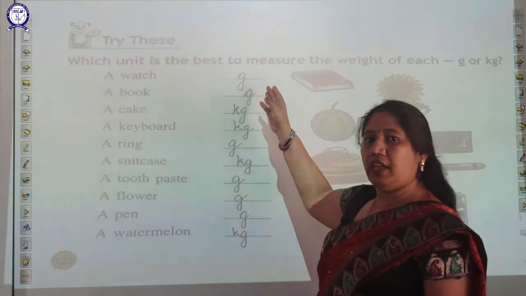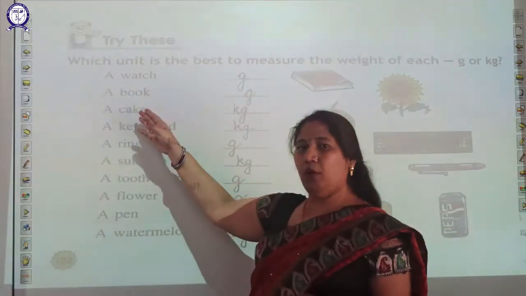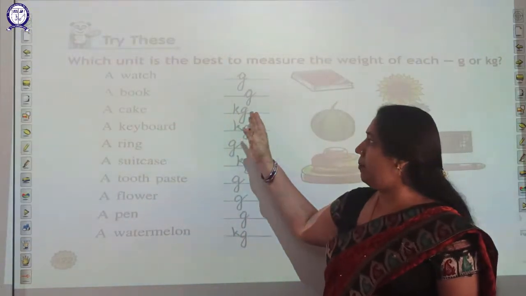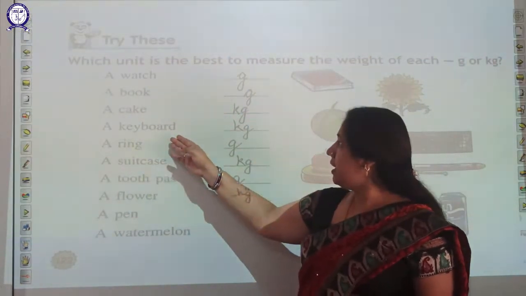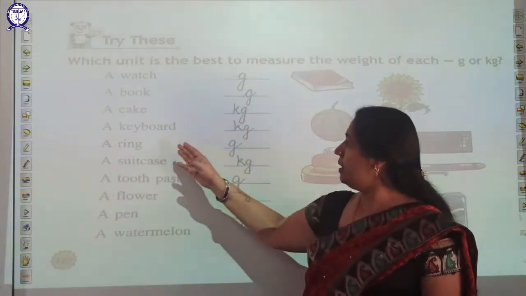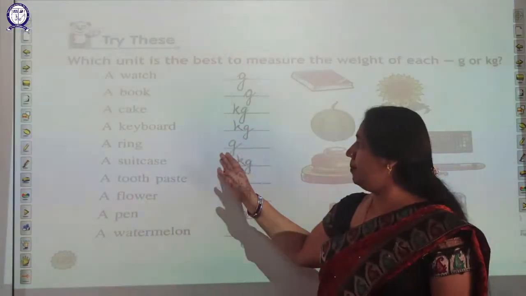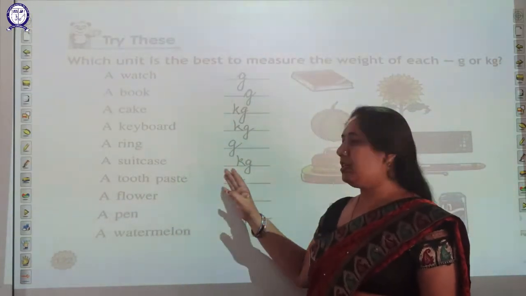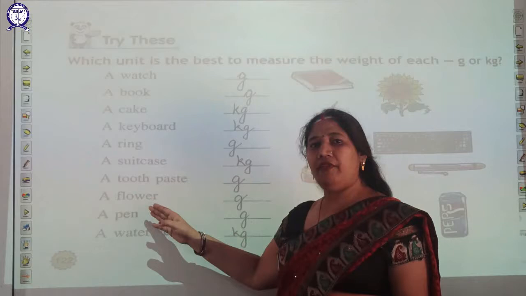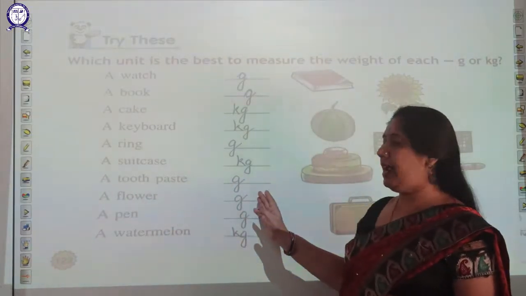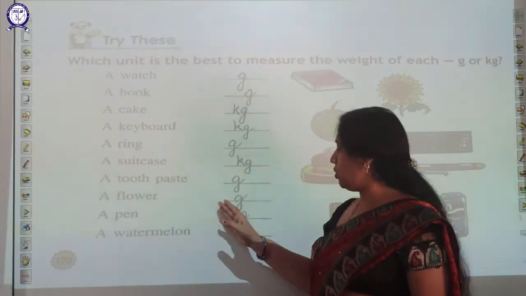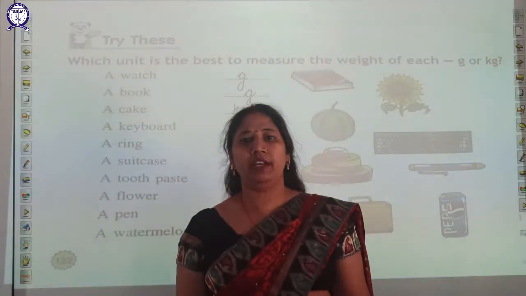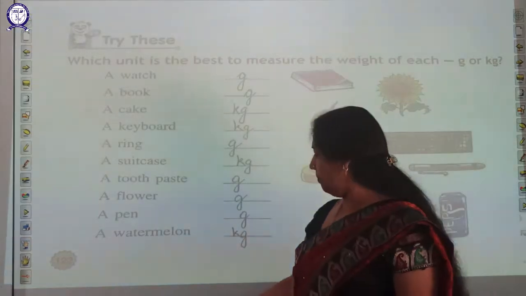A watch, gram. Book, also gram. Cake, kilogram or gram both. Keyboard, kilogram. Ring, gram. Suitcase, kilogram. Toothpaste, gram. Flower, gram, that is very light. Pen, also in gram. And watermelon, that is a heavier object, so it is measured in kilogram.